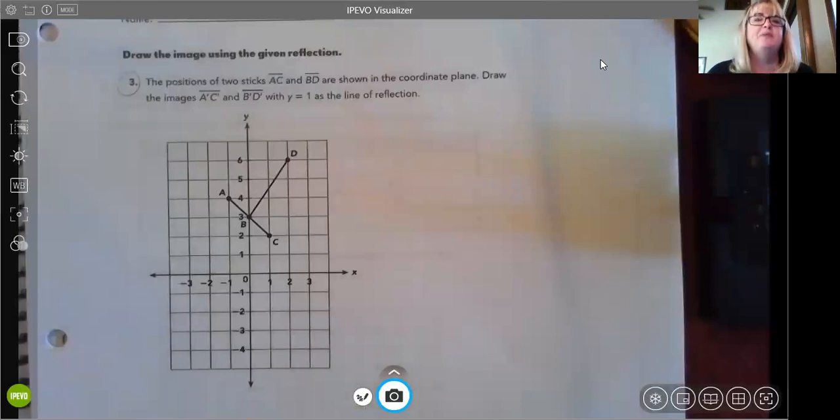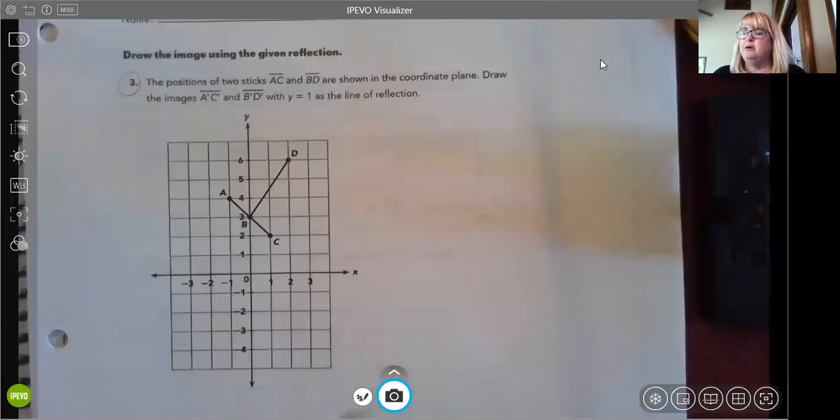Okay. Let's look at number three. Draw the image using the given reflection. The positions of two sticks, AC and BD, are shown in the coordinate plane. Draw the images A prime C prime and B prime D prime with y equals 1 as the line of reflection. Okay, so y equals 1.